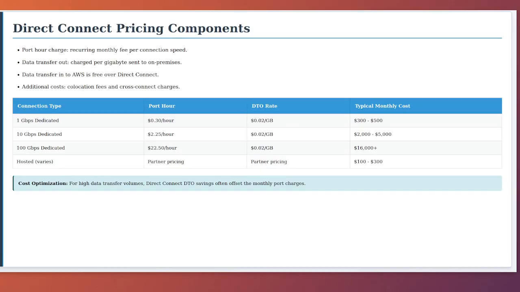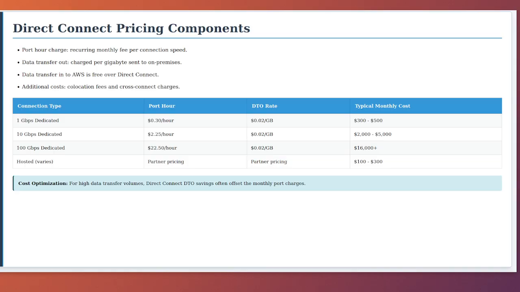Understanding Direct Connect pricing is important for budgeting and determining whether Direct Connect is cost-effective for your use case. The pricing model has several components that we need to examine. The first cost component is the port hour charge. This is a recurring monthly fee for the physical connection port. The cost depends on the port speed and the Direct Connect location.